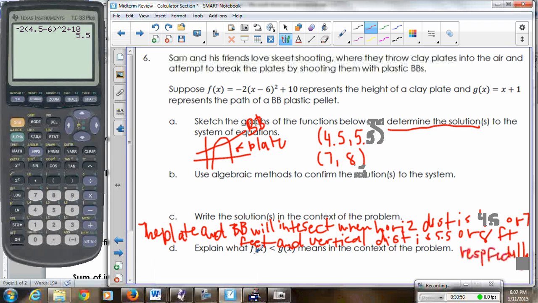And finally, it says, explain what f of x is less than g of x means in the context of this problem. Well, f of x is my plate. Let me trace this with another color. So if f of x is my plate, if I want to know when f of x is less than g of x, it just means that the plate is below the BB, or the BB is higher in the air than the plate is.